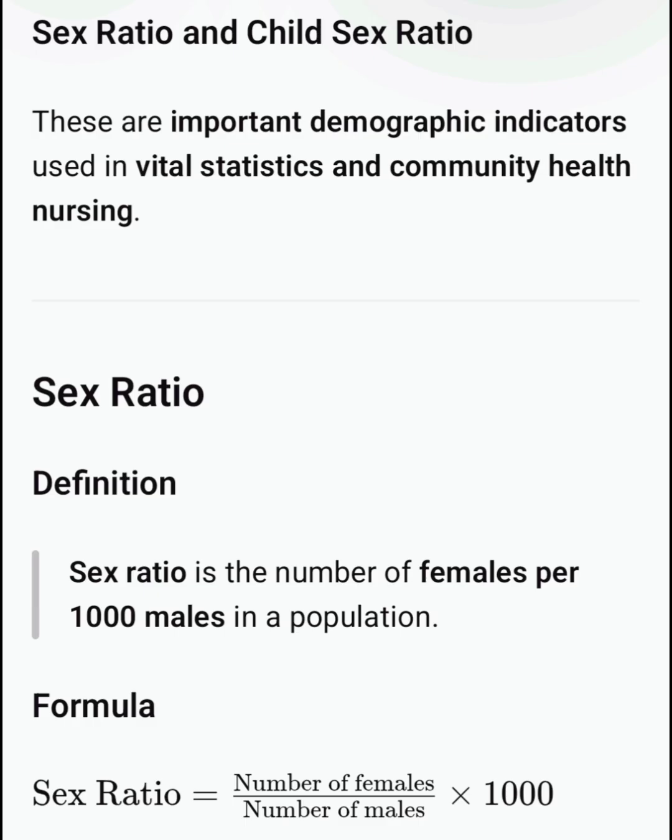Next one, sex ratio and child sex ratio. These are important demographic indicators we use in vital statistics and community health nursing. So sex ratio, what is the definition? This is the number of females per 1000 males in the population. What is the formula? The number of females divided by the number of males, multiplied by 1000.